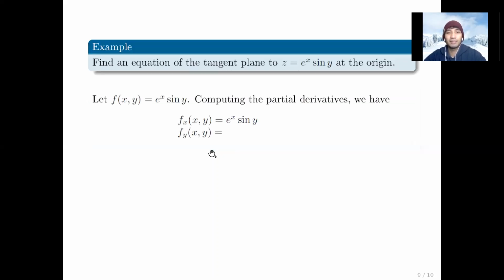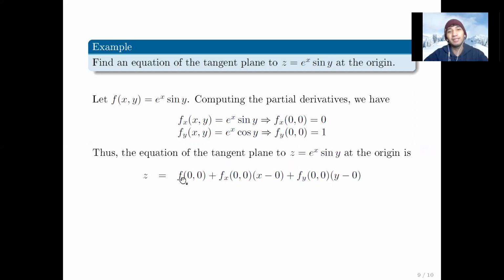So just compute f sub x and f sub y. I will just leave it to you to verify that the values of f sub x and f sub y at the origin are 0 and 1 respectively. Okay? Therefore, pag kinuha natin yung equation of the tangent plane, that's going to be 0. No? F of (0, 0) is 0. This is 0, so mawawala lang yan. And this is 1. So 1 times y minus 0. Or, pag sinimplify, that's going to be z equals y.